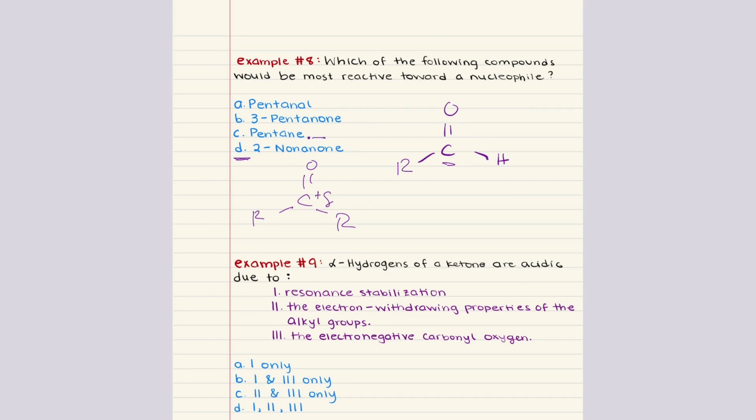C is pentane. This is an alkane. It has no carbonyl group and no electrophilic center at all, so it's not going to be reactive towards nucleophiles. So out of all of these options, pentanal is the most reactive towards nucleophiles because it has a highly electrophilic carbonyl carbon and minimal steric hindrance. So A is the correct answer.